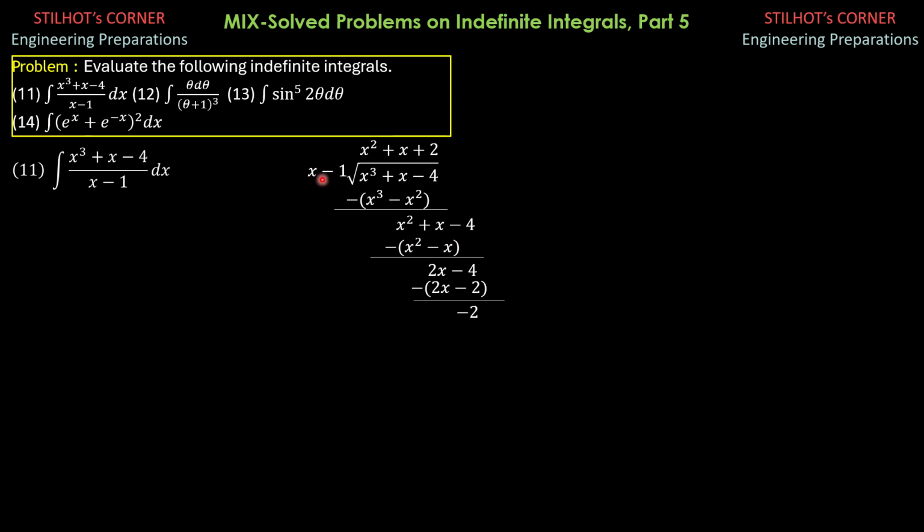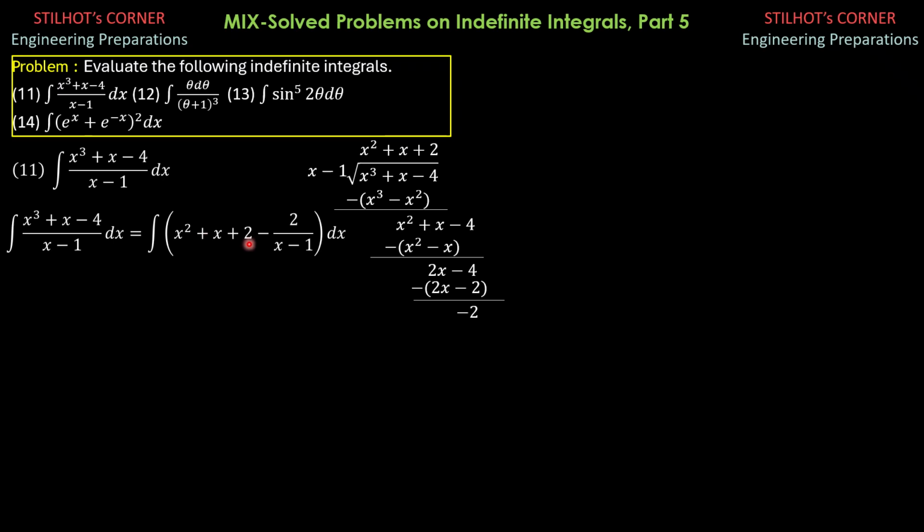So x squared divided by x is x, times x is x squared, then x times negative 1 is negative x. Then we subtract again, we have 2x minus 4. 2x divided by x is 2, 2 times x, 2x, 2 times negative 1, negative 2. Subtract, we have negative 2 as the remainder. Therefore, this integral is equal to the integral of x squared plus x plus 2, then minus 2 over x minus 1, dx.